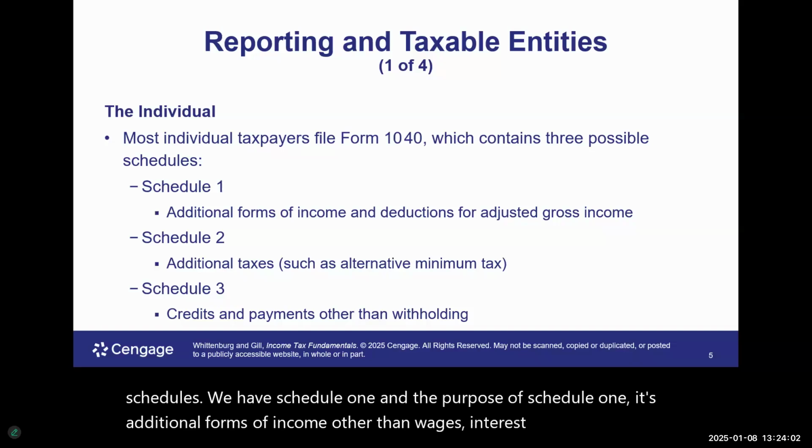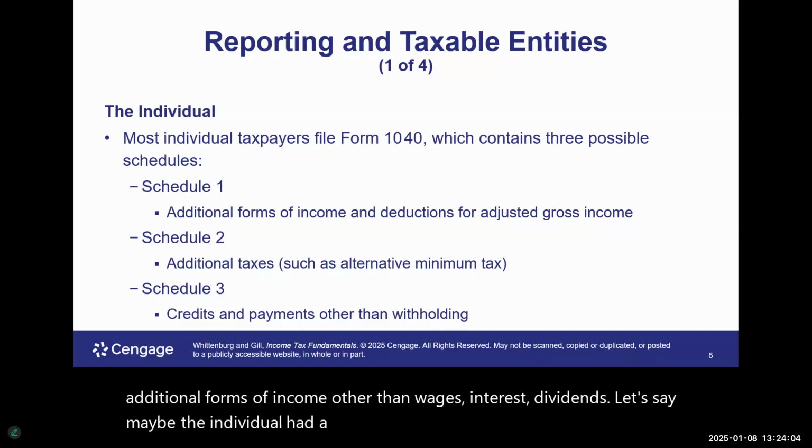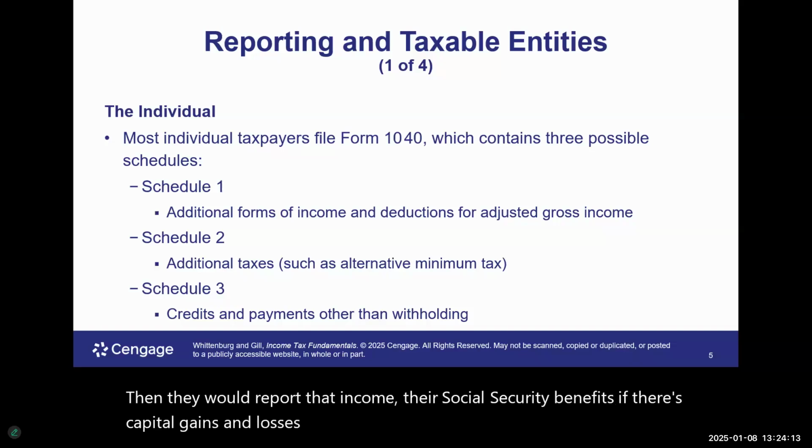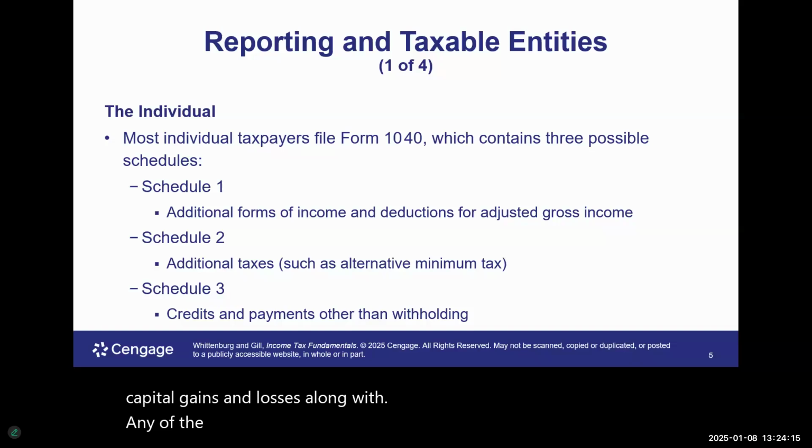Let's say maybe the individual had a distribution from a qualified retirement plan. Then they would report that income there. Social Security benefits, if there's capital gains and losses, along with many of the deductions for adjusted gross income.